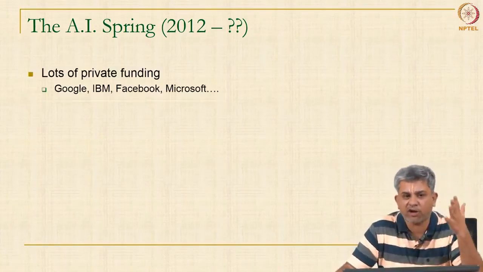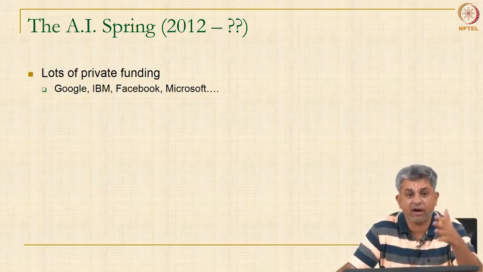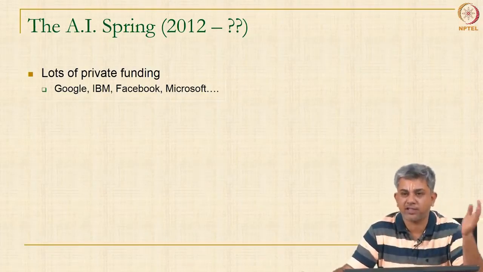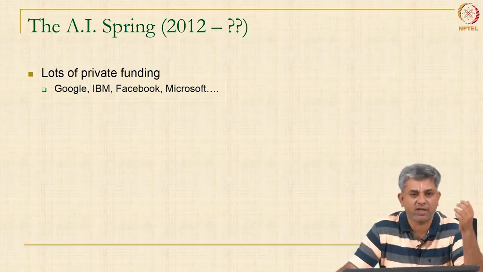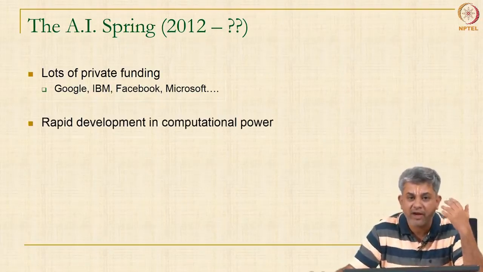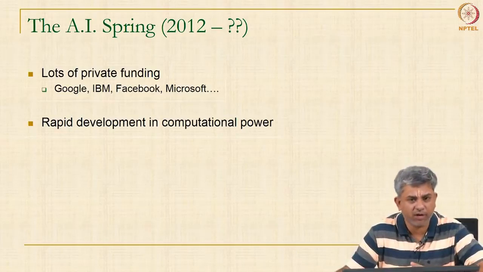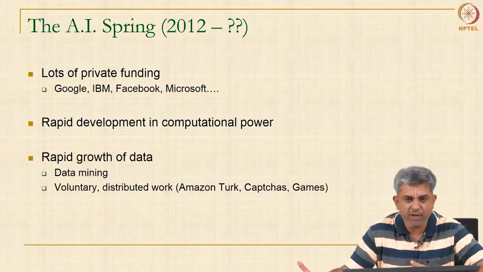A lot of what has pushed this is private funding, not just government funding. In fact, governments are catching up. Google has its DeepMind, IBM has its Watson, Facebook has its things, Microsoft has its things, and all of them have been fairly democratic about sharing their resources also. There has been rapid growth in computational power, as I said earlier, GPUs etc., and a very important portion of it has been rapid growth in data.